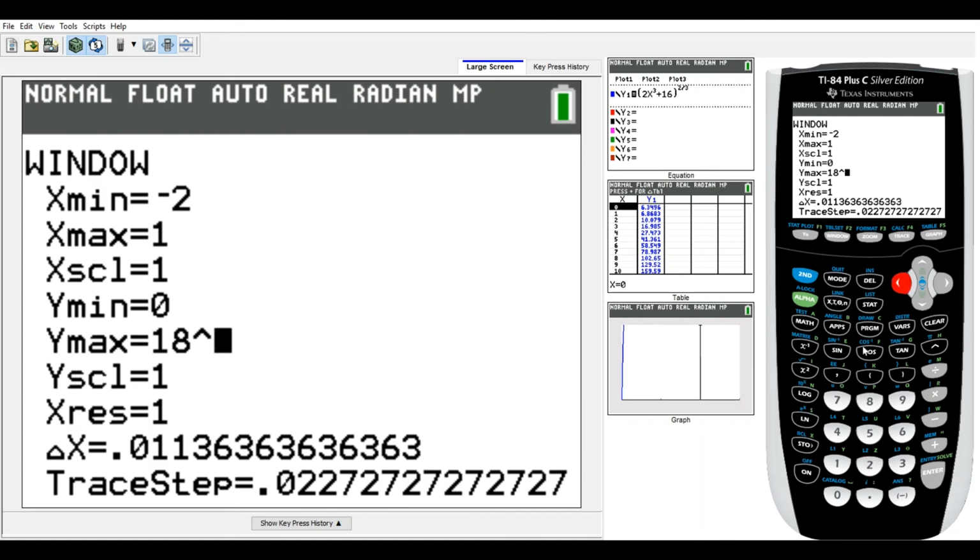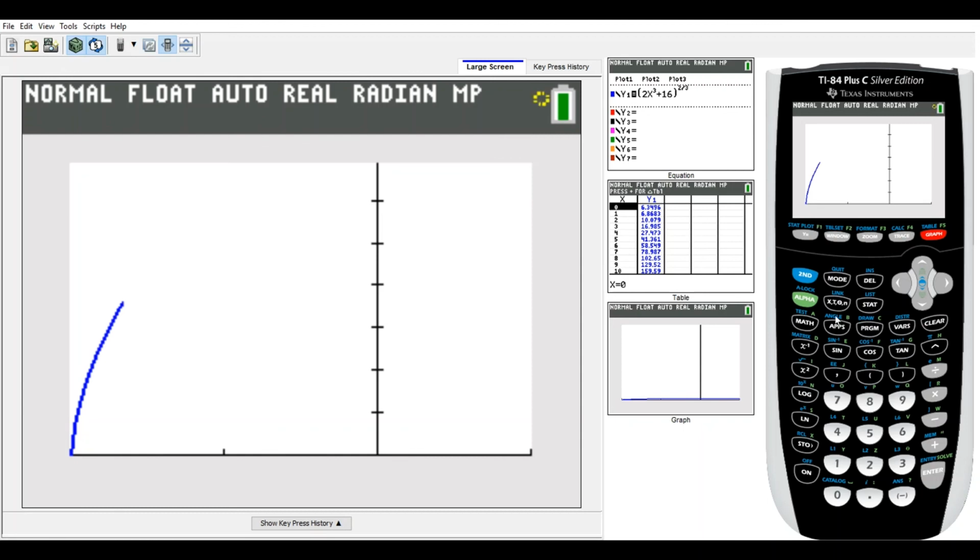I need parentheses around that, 18 to the 2/3. And we can also count by ones here. That should be fine. And when we hit graph, we should see that the minimum occurs at one of the endpoints and the maximum occurs at the other. So let's hit graph. We might have to adjust our windows. Actually, this is looking pretty good.